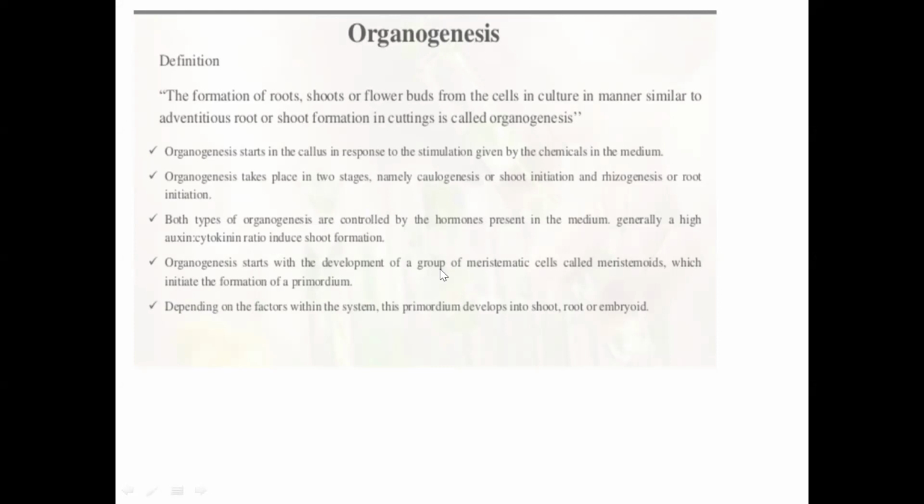So it starts with the development of meristematic cells called meristemoids. So callus tissue produces what are called meristemoids when it is subjected to a nutrient medium with a particular auxin cytokinin ratio. So first meristemoids are produced, and only after that the caulogenesis or the shoot initiation takes place. So depending on the factors within the system, the primordium develops into a shoot, root or embryoid.